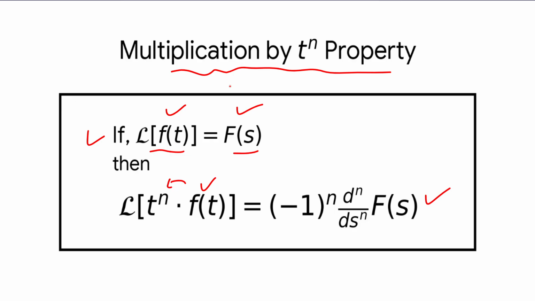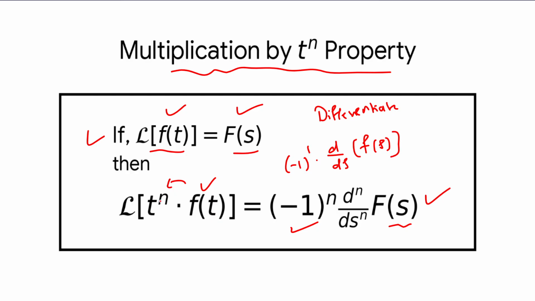Always remember, in multiplication by t raised to n property, we differentiate, we find the derivative. So the formula is minus 1 raised to n, where n is the power of t, into d raised to n over ds raised to n of F of s. Means if t raised to 1 is there, you will get minus 1 raised to 1 into d by ds of the given Laplace, differentiating only a single time. If the power of t is 2, meaning t square, then minus 1 square, and you have to differentiate 2 times, meaning d square by ds square of the given Laplace.